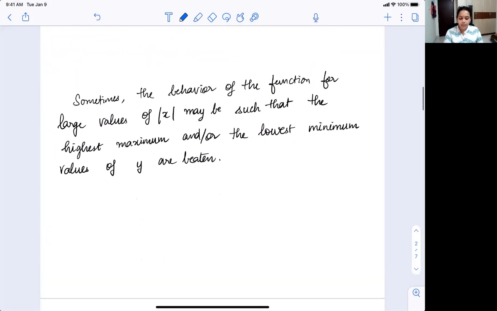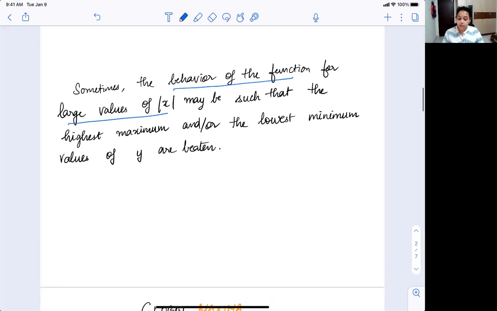So sometimes the behavior of the function for really large values of x, meaning if we stretch the function, if we look at the function over its entire domain, if x goes to plus infinity or minus infinity on the two ends of the x-axis, the behavior of the function may be such that the highest maximum values that we find through calculus or the lowest minimum values that we find through calculus are all going to be needed. And what is this going to look like?